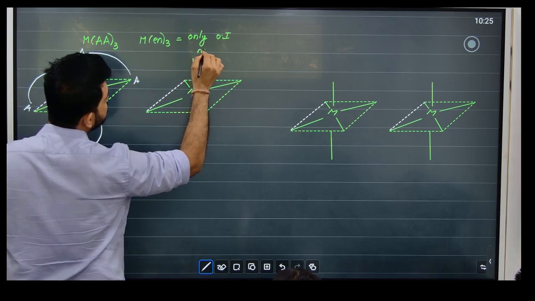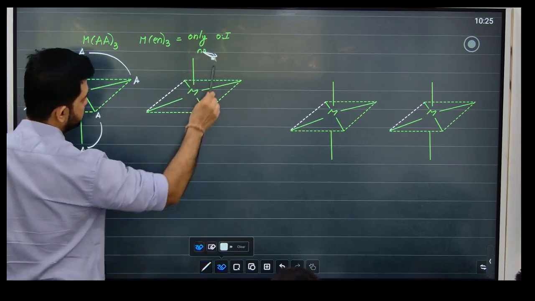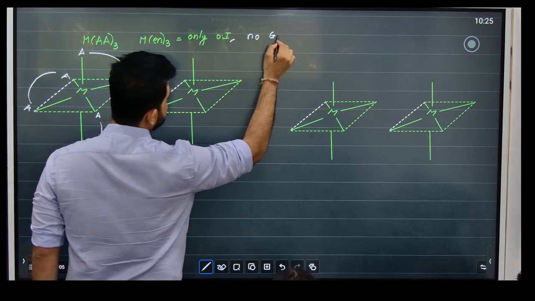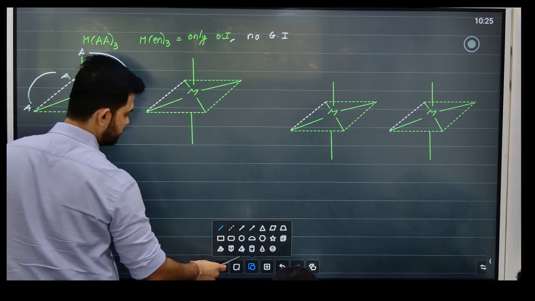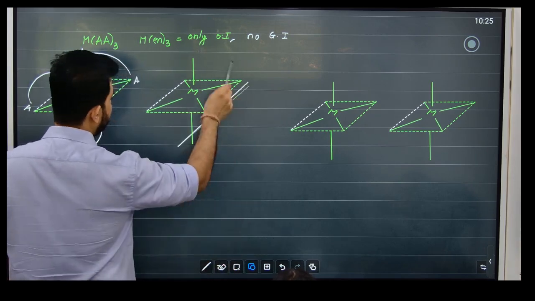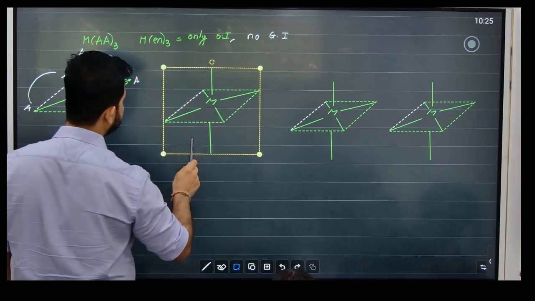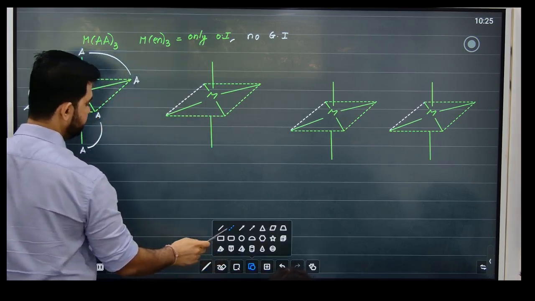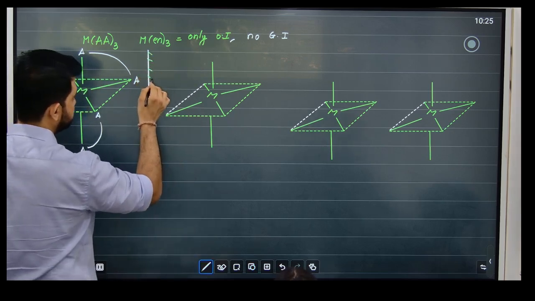There is no geometrical isomerism. I repeat, it can show only OI but no GI, which means that if there is a D form, there will also be uska ek L form. L form matlab if one is dextrorotatory, the other one will be levorotatory. Mirror image.